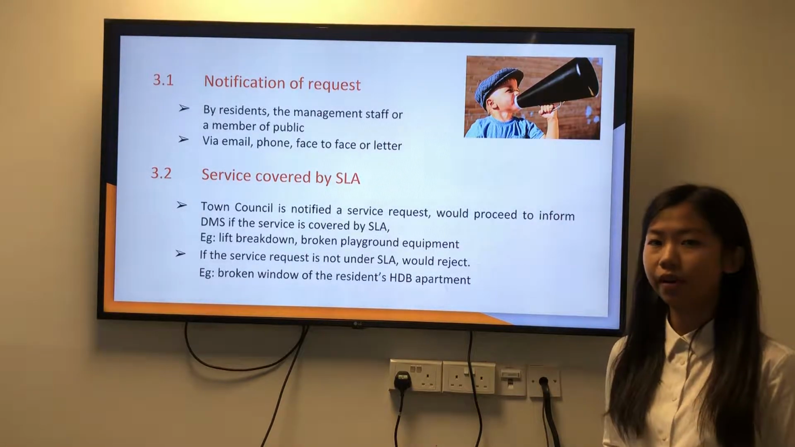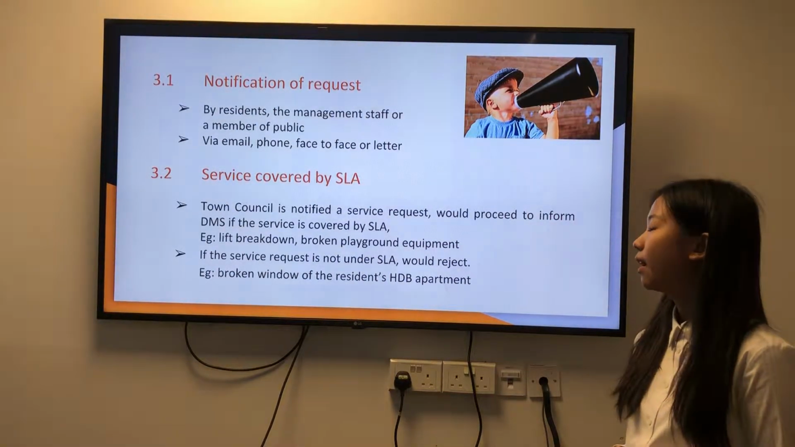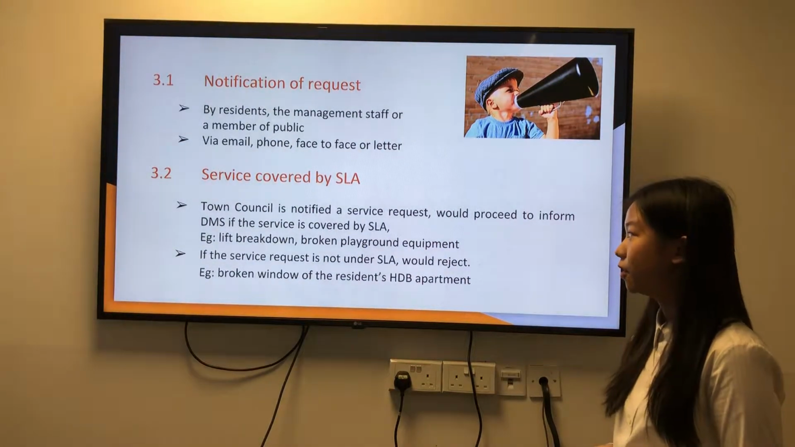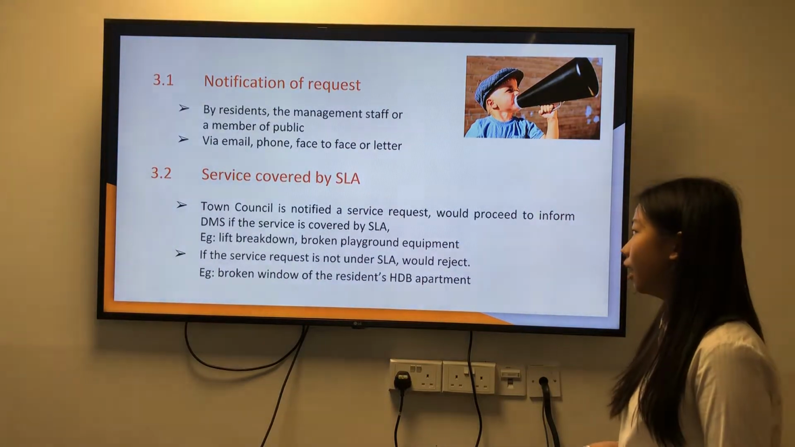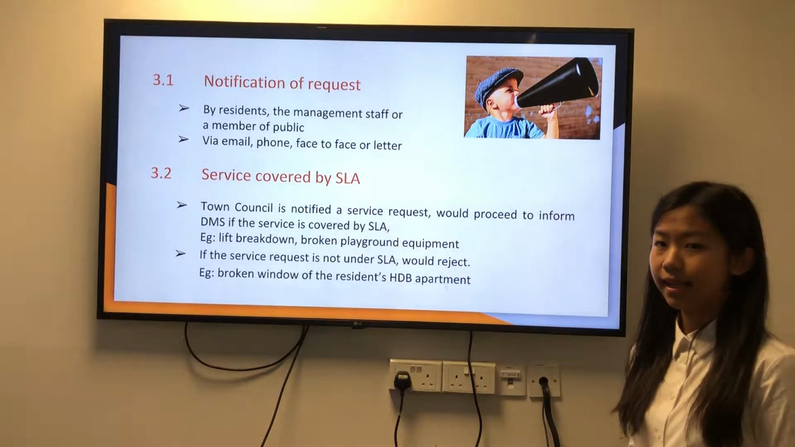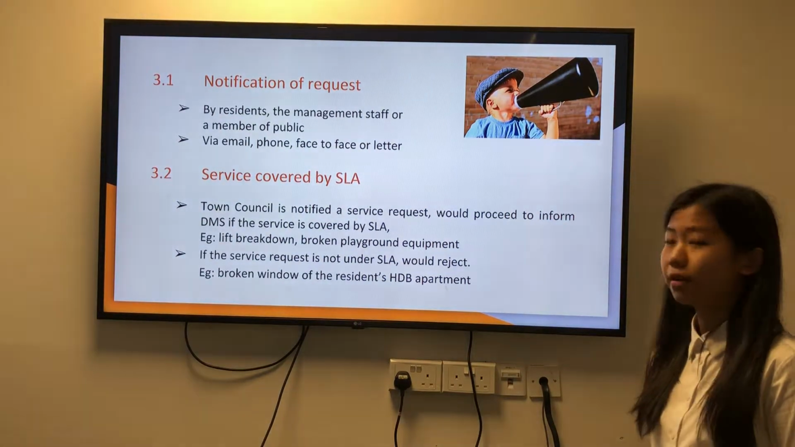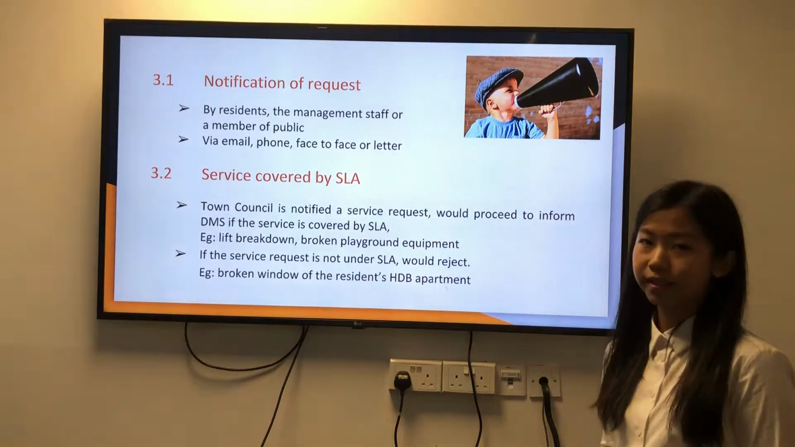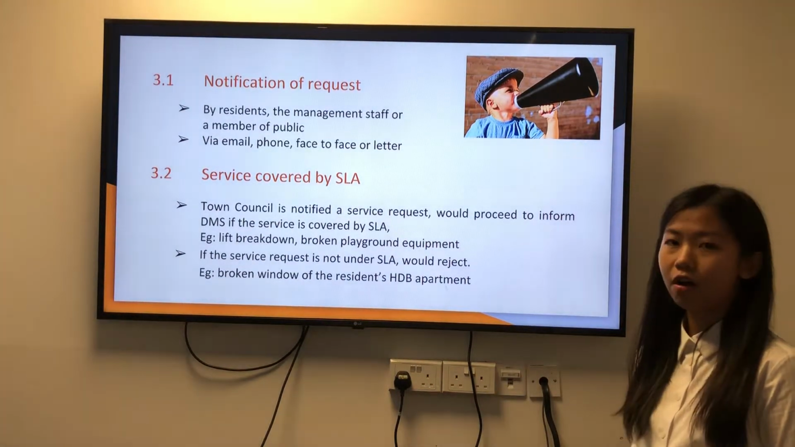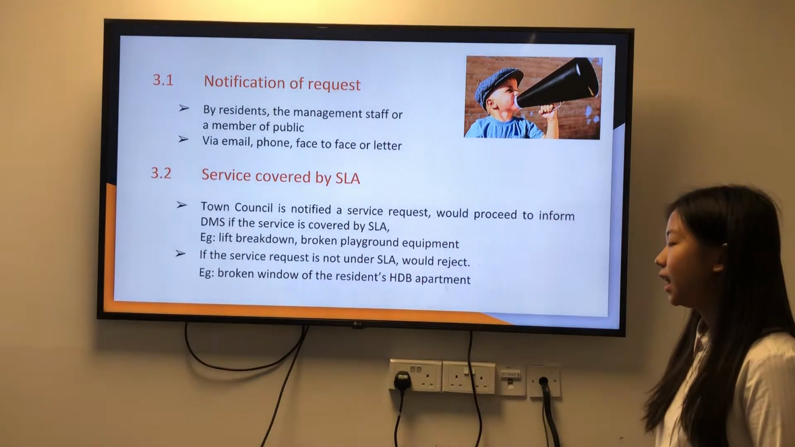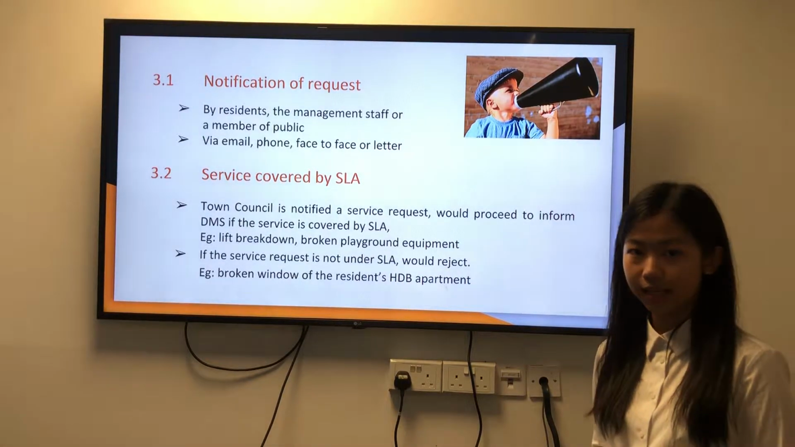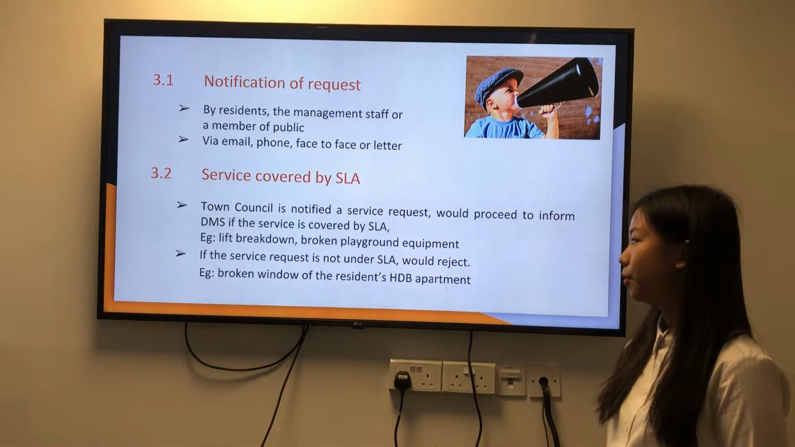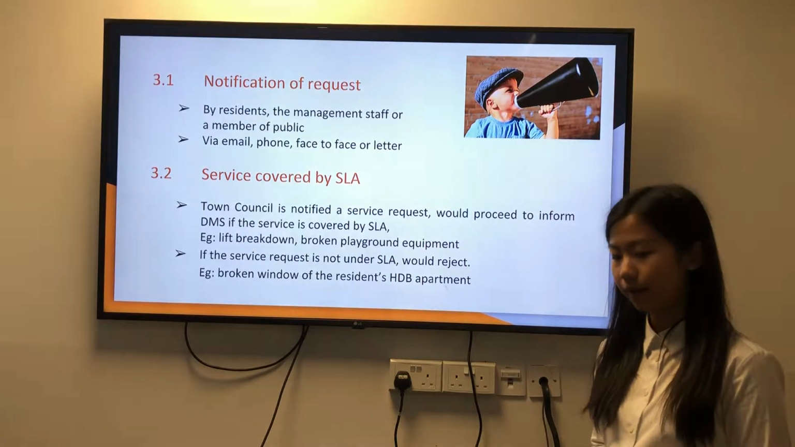After the notification of request is received, town council will need to check whether the service is covered by SLA or not. If the service is covered by SLA, town council may proceed to inform DMS to proceed with the requested service. For example, lift breakdown or broken playground equipment. If the service request is not under SLA, town council would reject giving the service. For example, a broken window of the resident's HDB apartment.